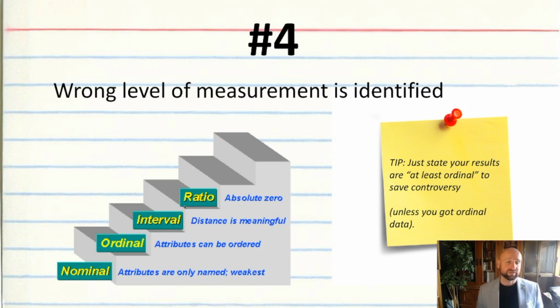And I wouldn't, because if you do say it's ratio and you get it wrong, you run the risk of being marked down for no particular reason. So just be safe and say it's at least ordinal. Unless, of course, you gathered nominal data, right? So then in which case it's different.